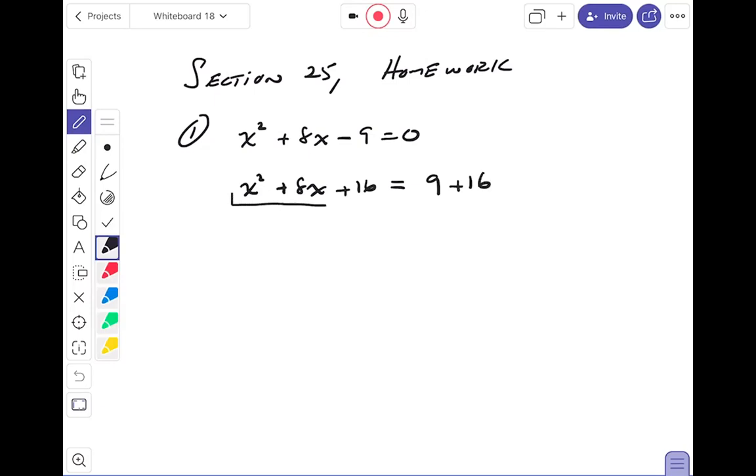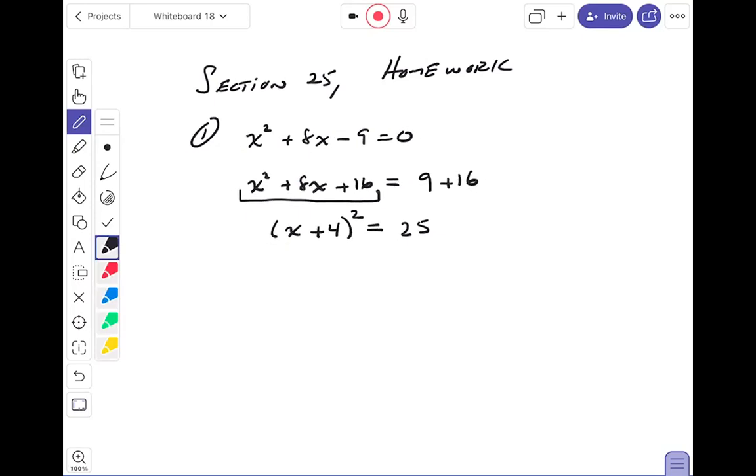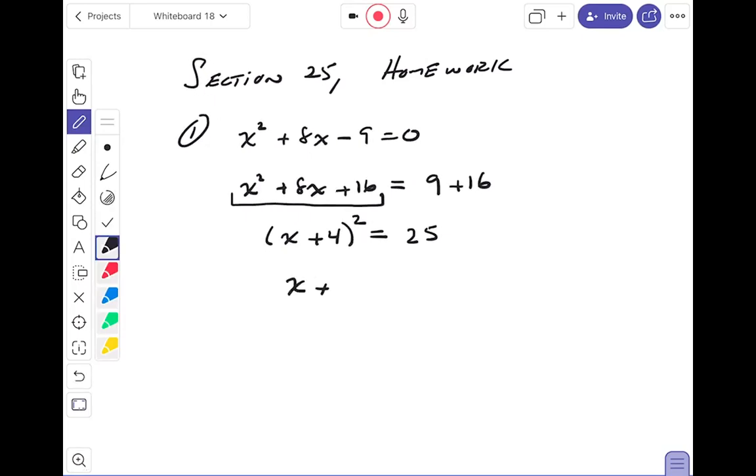Now, by doing that, what we've accomplished was we completed this guy's square. He's now a perfect square. And what's that perfect square going to be? x plus 4 squared. What do you get on the other side? Well, 9 plus 16 is 25. Now, what are you going to do? Use the square root rule that we learned in the last section. x plus 4 equals plus or minus the square root of 25, which is 5. x equals, subtract 4 from both sides, minus 4 plus or minus 5.